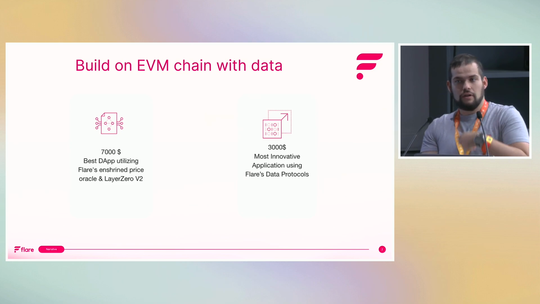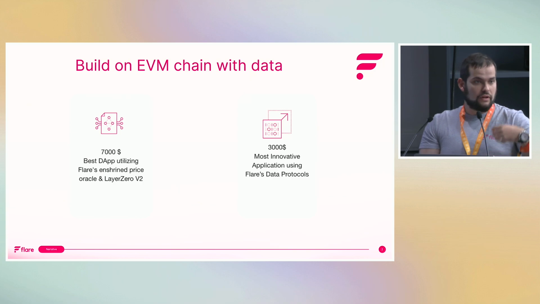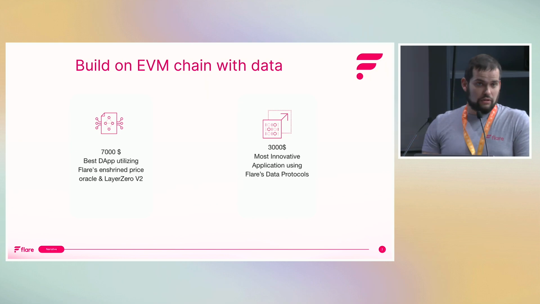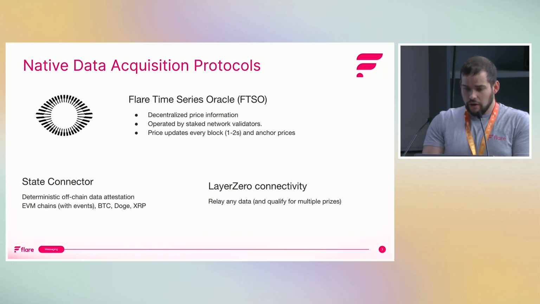You can observe Bitcoin payments. You can observe XRP Ledger payments. You can observe what's happening on Dogecoin. And in that case, you can also apply for that track. Okay, so what's specific with Flare?